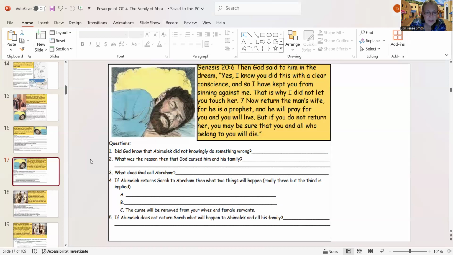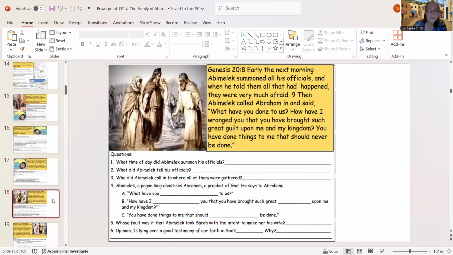If Abimelech did not return Sarah, what would happen to Abimelech and all his family? If he does not return Sarah to Abraham, then you and all your nation will die. So the scriptures continue.